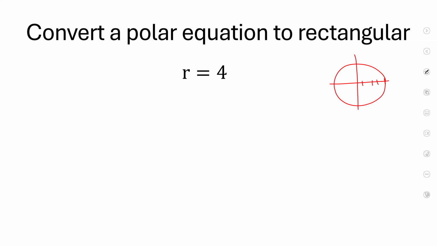Okay, so let's go ahead and convert it to rectangular. That means we want x's and y's instead of r's and thetas. Okay, so what can we replace r with? Yep, square root of x squared plus y squared. And if you want to get rid of this square root symbol, just square both sides. So you have x squared plus y squared equals 16.